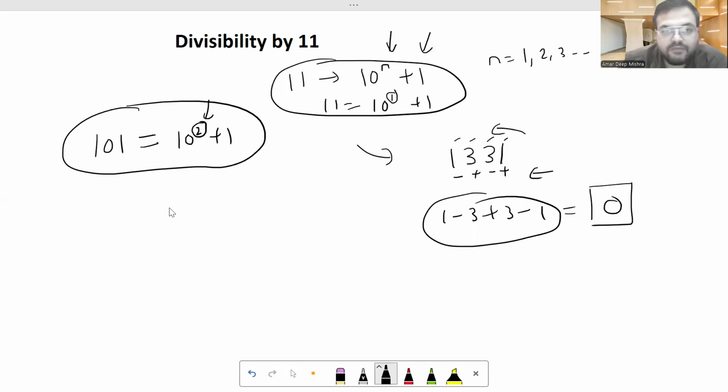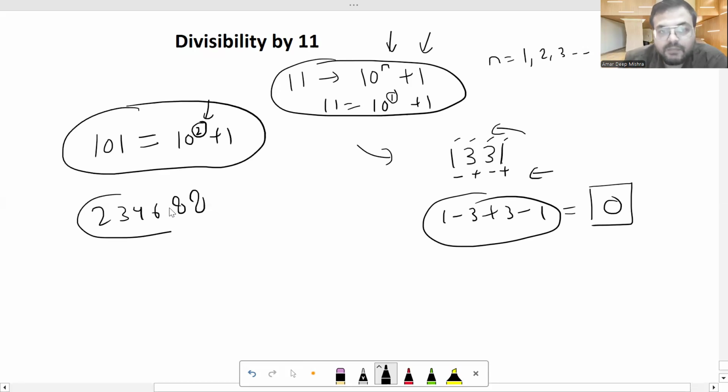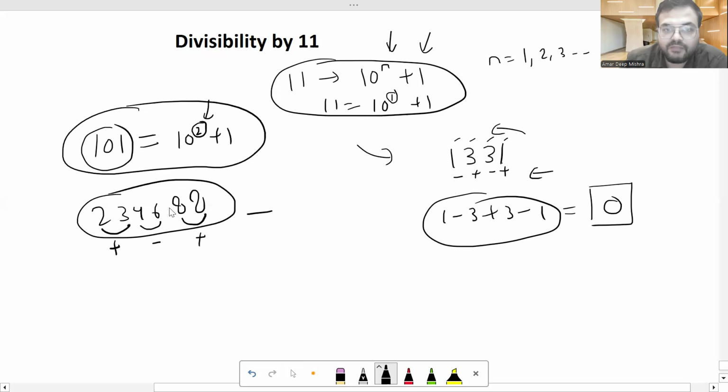Suppose we have a number 2, 3, 4, 6, 8, 8, something like this, and you have to find out whether this number is divisible by 101 or not. What we will do, we will form pairs of 2. One pair here, plus another pair, then minus, then another pair, plus. So plus, minus, plus, alternate, starting from the right side with the plus sign. So you have to find out 88 minus 46 plus 23.